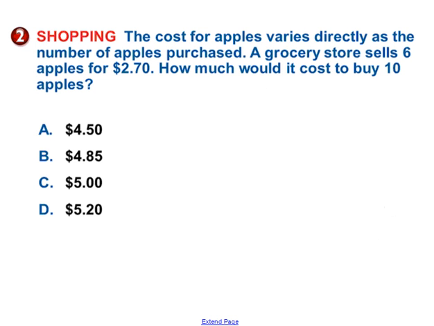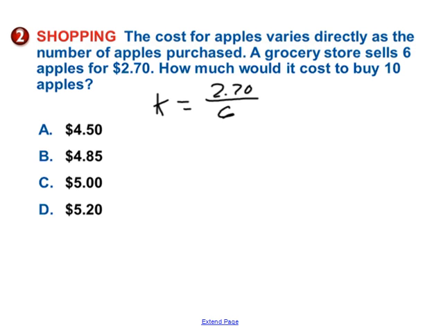Cost of apples vary directly as the number of apples purchased. A grocery store sells 6 apples for $2.70. How much would it cost to buy 10 apples? Well, again, I'm looking for my constant. My constant would be equal to $2.70 divided by the 6 apples purchased.